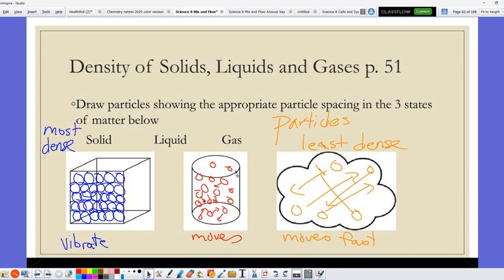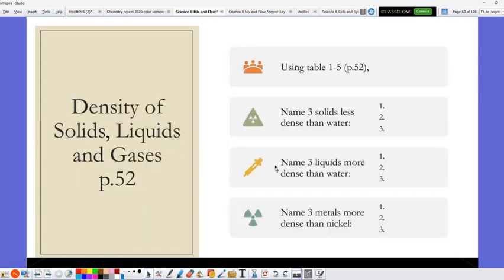The force of attraction is the same between all of them, you just need to realize it's the speed that affects whether a substance is a solid, liquid, or gas. And then we went through the table on page 52. We looked at densities and we filled that in.